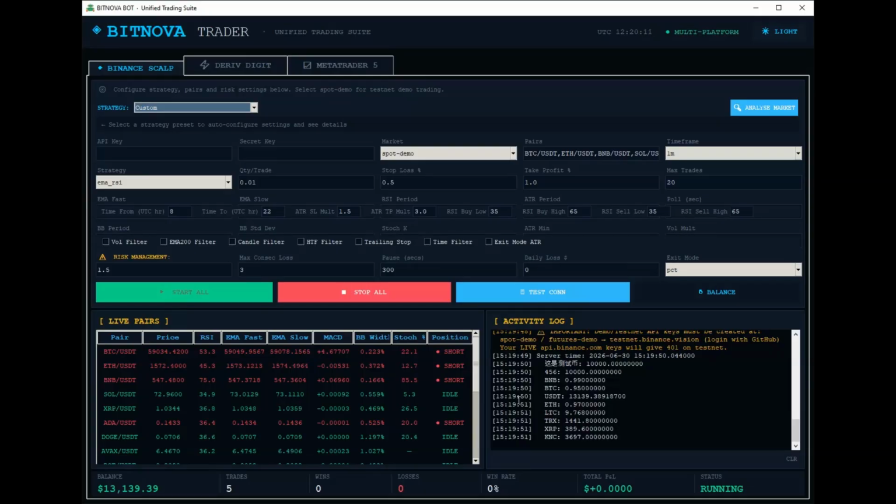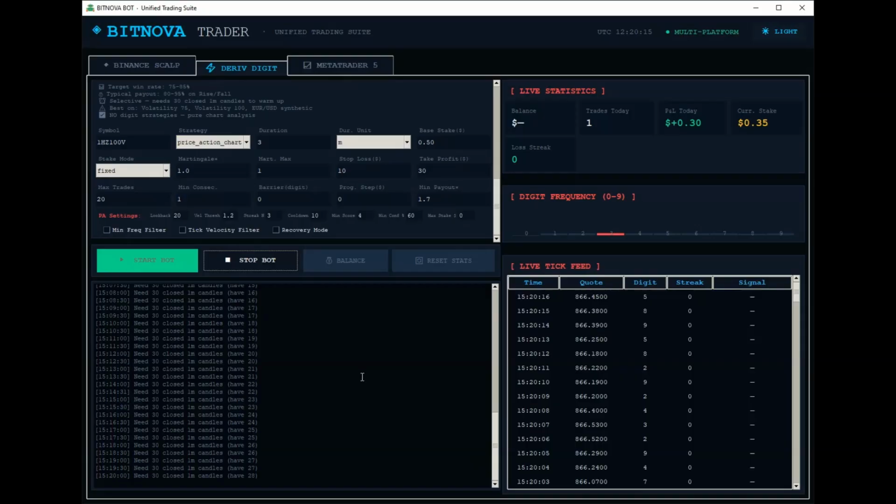Number 3, order blocks. This is institutional-style analysis, identifying the last opposing candle before a strong directional move, the same concept professional traders use to find high-probability reversal zones. Number 4, candlestick patterns, bullish and bearish engulfing candles, hammers, shooting stars, morning stars, evening stars. Real chart patterns, detected automatically.